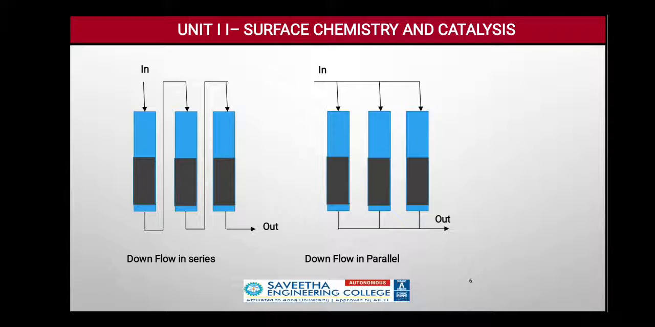Here the polluted air or water is supplied at the top of the column and the treated water or air is withdrawn at the bottom. The advantage of this type of process is that it's a simple filtration process. So most industries use this type of filtration process.